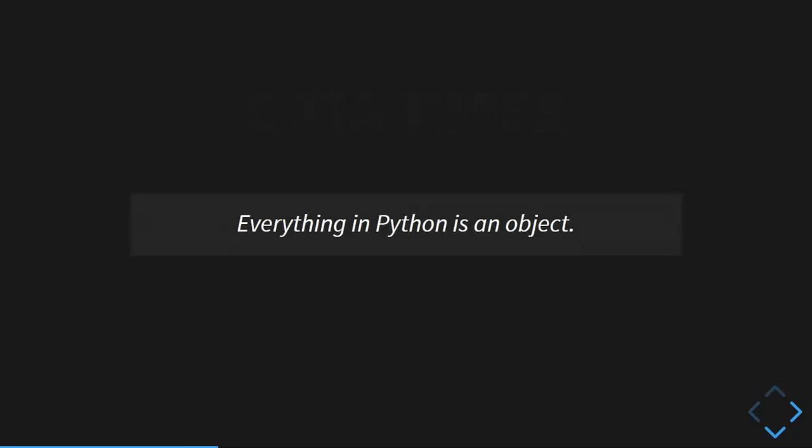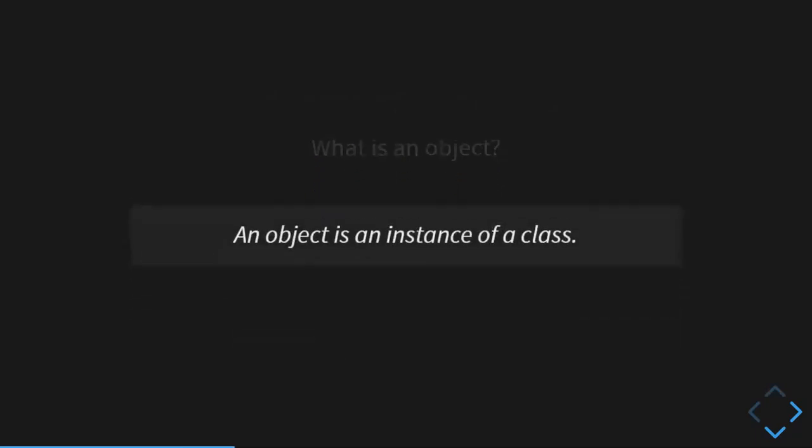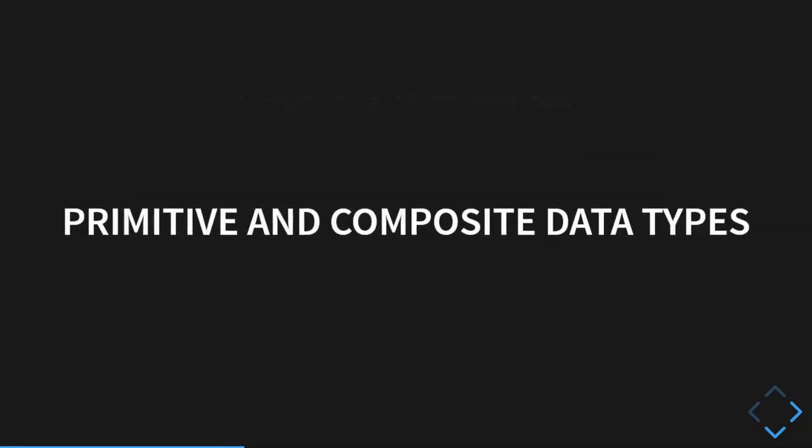So again, everything in Python is an object, but that kind of raises the question, what is an object? An object is an instance of a class. Okay, and again, that probably doesn't mean a whole lot to anybody at this point, but I want to keep repeating this because eventually it'll make sense. So we have two different types of data types. We have primitive and composite.